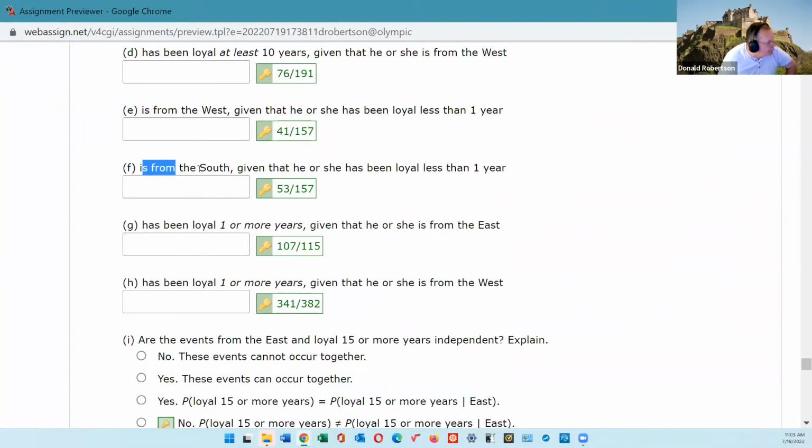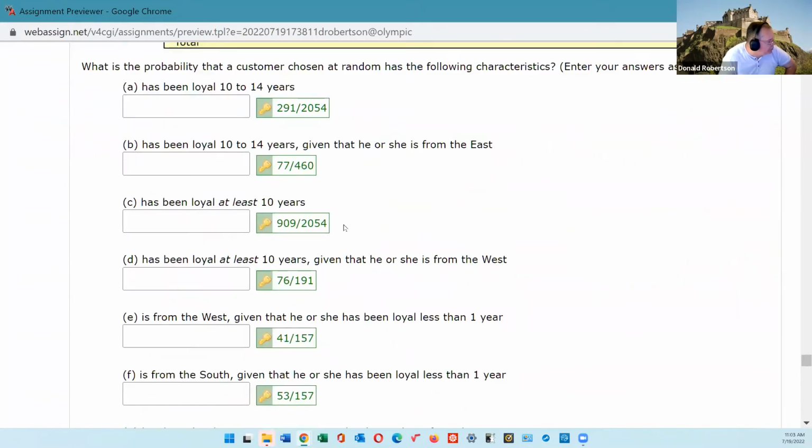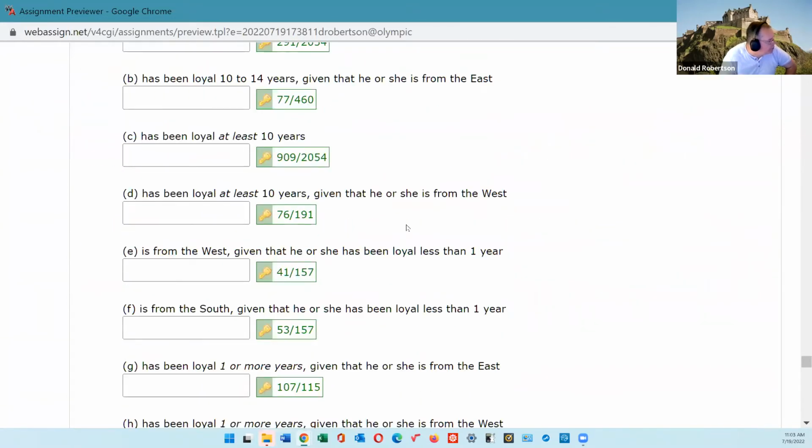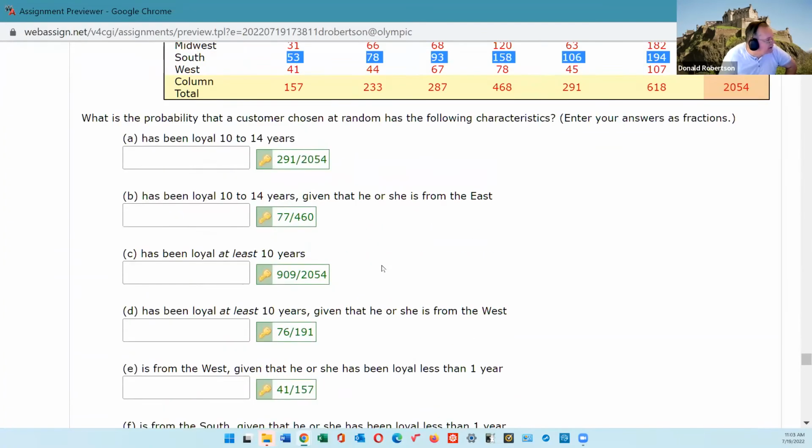You're told that they're from the South, that he or she has been loyal for less than a year. So you're told they're from the South, and what's the chance that it was less than a year? So since you know they're from the South, the data comes from here. So that should be what, 53? That's the less than a year, out of 682. Did I read that the wrong way around again? I did, didn't I?